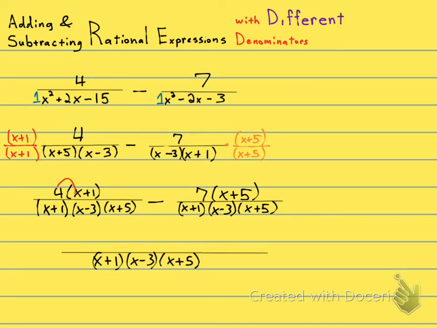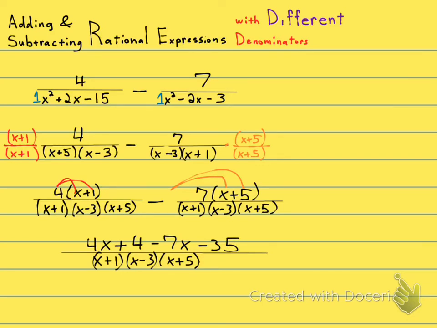4 times x is 4x. 4 times 1 is 4. Now over here when I distribute, I need to remember that this is a negative 7. I am subtracting the 7, which multiplies to both of these, so that negative tags along twice. Minus 7 times x is a negative 7x, and now minus 7 times 5 is minus 35.